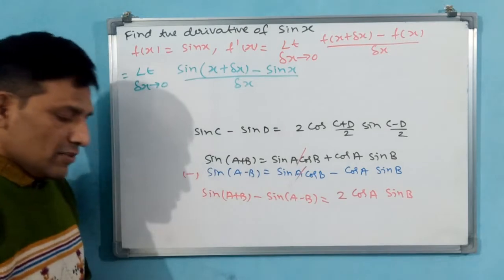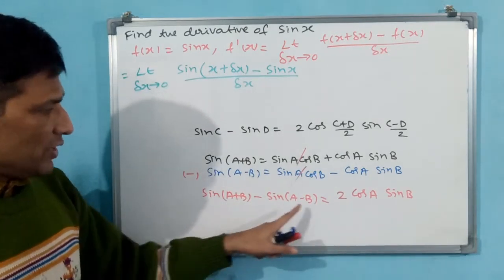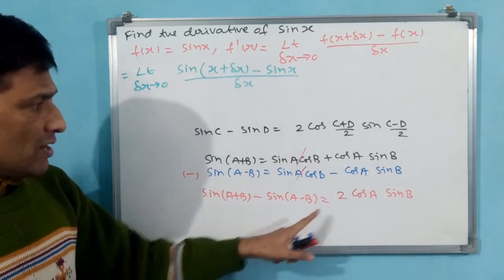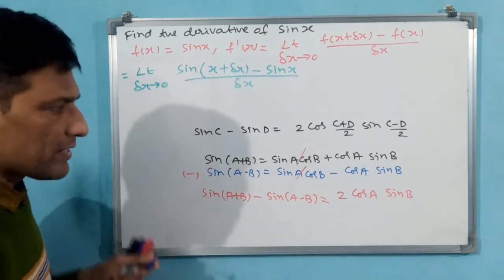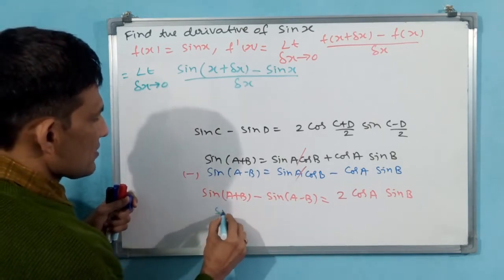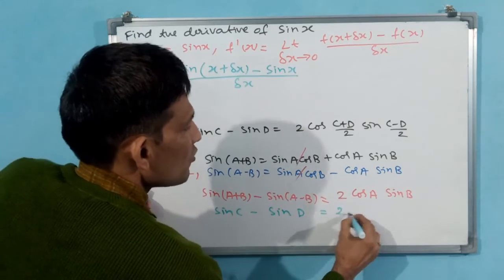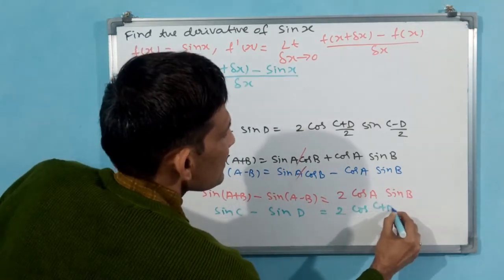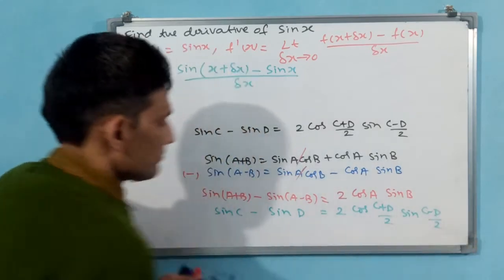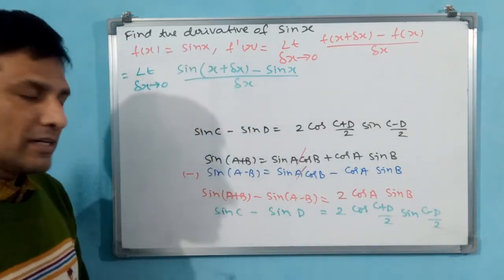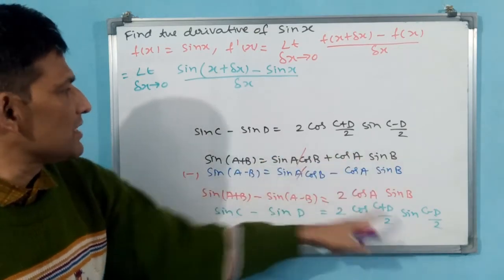Now we can also write a plus b as c, and a minus b as d, but a you have to write as c plus d by 2. This I have already explained to you. Sin c minus sin d is equal to 2 cos of c plus d by 2 sin of c minus d by 2. Now this is the formula.